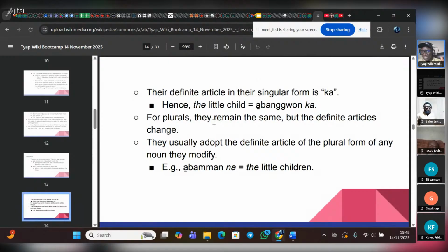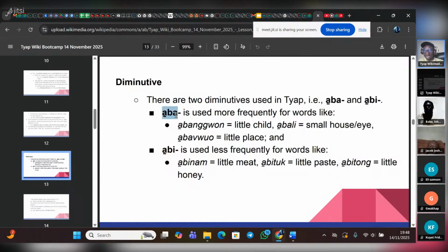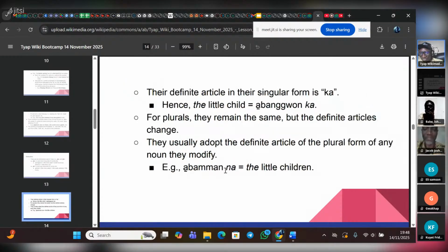But for the plural forms, they remain the same, but the definite articles change. In other words, we don't usually have a different form for singular aba and plural aba. They usually remain the same, but the noun that joins with them is the one that changes. So we usually have abangon for the little child, but abaman for the little children. But remember that ngon has its own definite article, which is ka, and man has its own definite article, which is na. So whenever we have the plural, we use the definite article of the plural word joining with the diminutive. So abamanna instead of abamanka, because aba has the definite article ka.